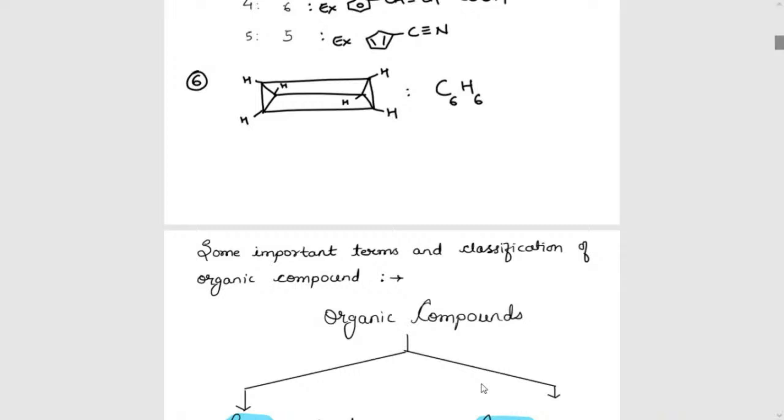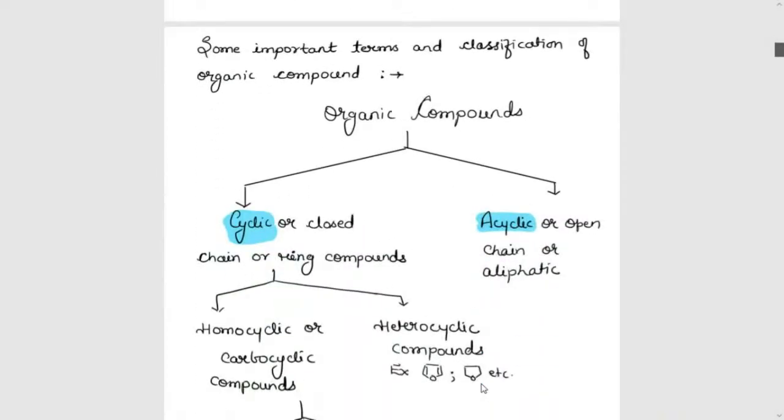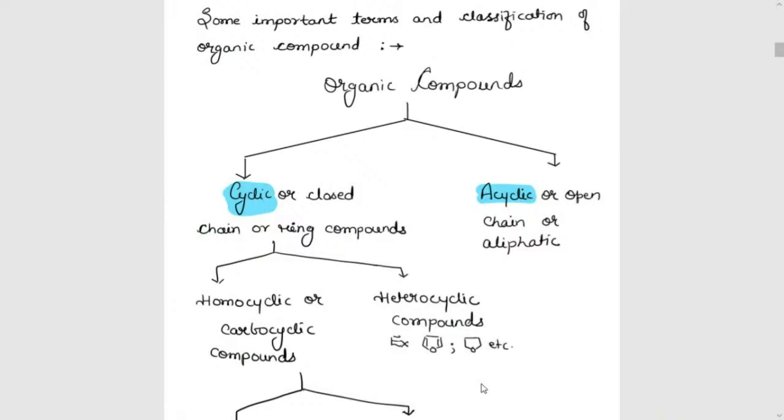Okay, so now let us move to the next stage. That was the basics. Now let us come to some important terms and classification of organic compounds. Classification of organic compounds can be done on several methods like functional group, the structures, the number of atoms, and so on. The classification I'm using here is based on structures. The functional group and all will surely come, but it will be discussed in the IUPAC nomenclature portion after say half an hour.